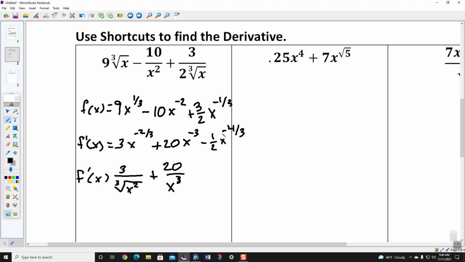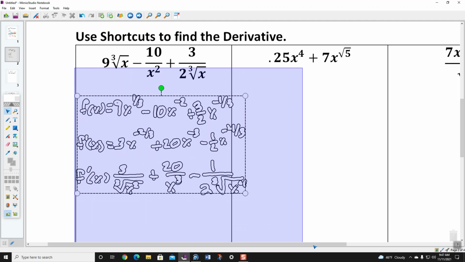This would get moved to the bottom, so you would have minus 1 over 2. They're probably going to call this the what root of x? Cube root of x to the 4th power like that. Okay, so let's back up here.